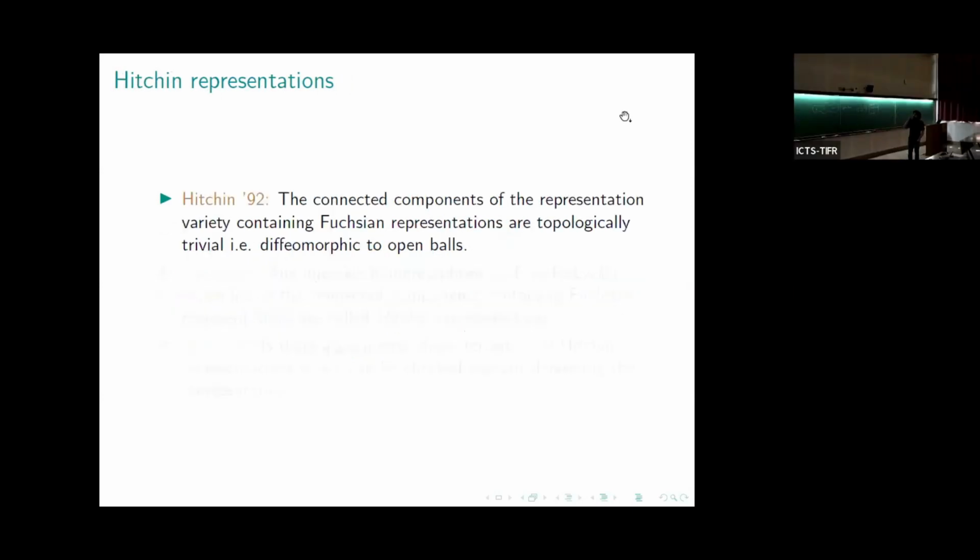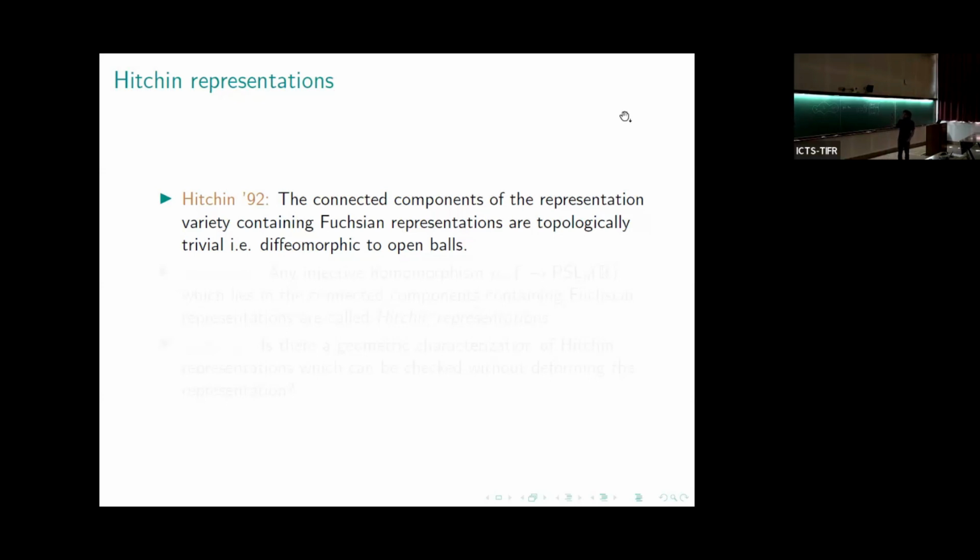Now, Hitchin in 1992 showed that if you consider the representation variety and the connected components of the representation variety, particularly those components which contain the Fuchsian representations, those connected components are topologically trivial, which means they're diffeomorphic to open balls. His reasons were quite different from necessarily studying these representation things. His reasons were, I think, motivated by physics and solving Yang-Mills equations under some symmetry conditions. And the moduli space of such solutions seems matched with this space of Hitchin representations or some such thing. So for us, the main objects are Hitchin representations.